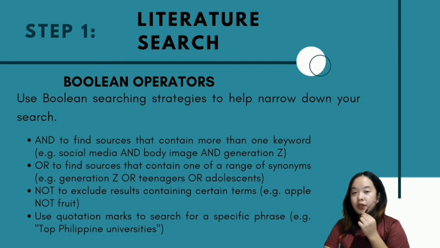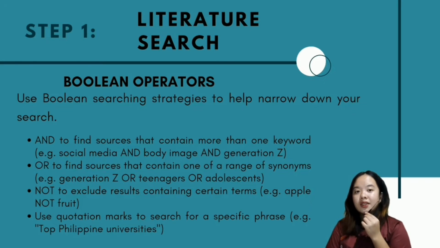To help you narrow down your search, you can use Boolean operators such as AND or NOT. Use AND to find sources that contain more than one keyword. For example, social media AND body image AND Generation Z. Use OR to find sources that contain one of a range of synonyms. For example, Generation Z OR teenagers OR adolescents.